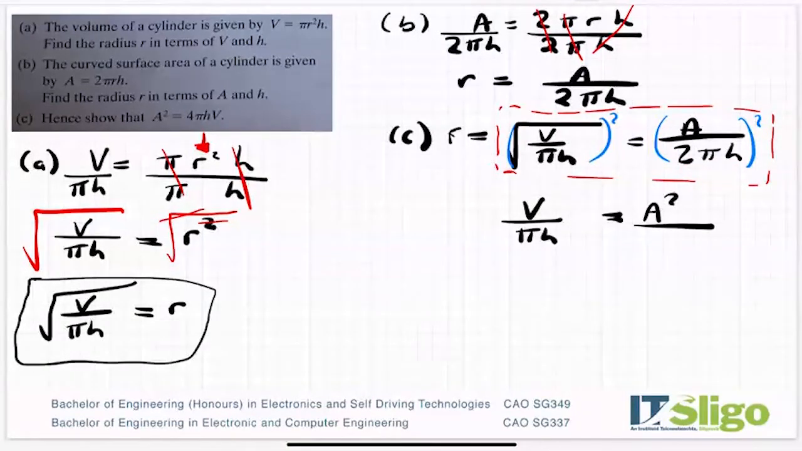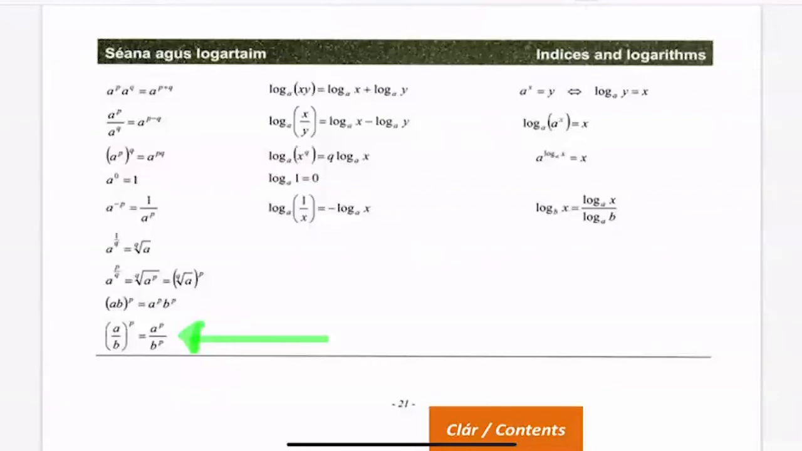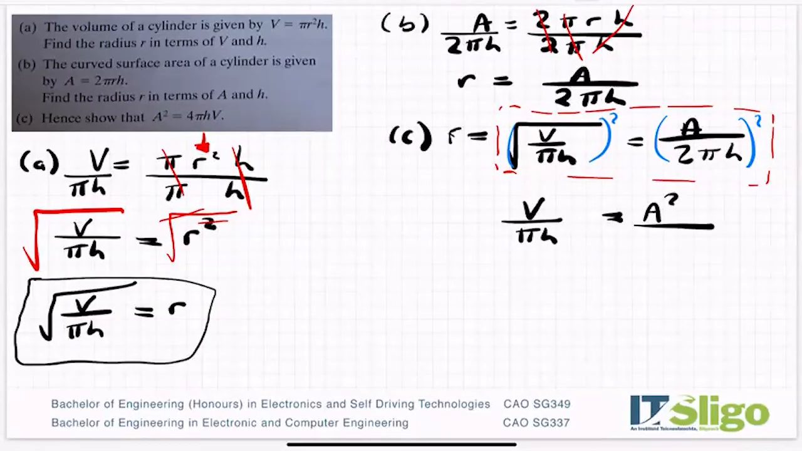So 2 squared, and again, why? It's this rule here. When you have more than one term in a bracket all to be squared, you can see each term gets squared, the power gets applied to each term. So now I'm using that rule of indices. So 2 squared is 4, pi squared is pi squared, h squared is h squared. I hope that makes sense to you.